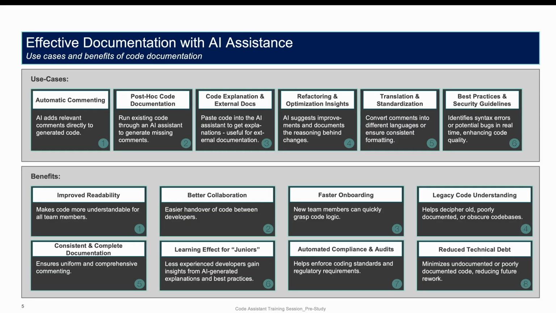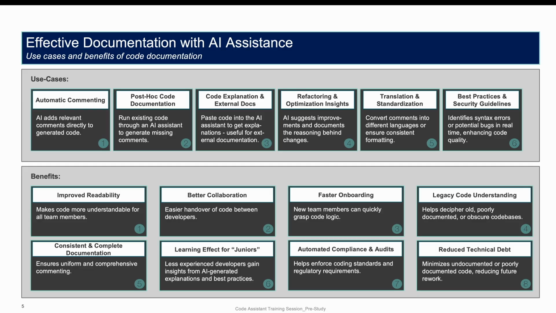Good, last but not least, as promised, a deep dive to finish off with effective documentation with AI assistants. A couple of key use cases you can see at the top. The first one is automatic commenting. We also have post-hoc code documentation, where you can run, for example, existing code through an AI assistant to generate missing comments. Then for external communication and documentation, you can paste code into the AI assistant to get explanations, which is useful for creating user manuals, for example, or API documentation. Then we can also ask the AI to suggest improvements and document the reasoning behind changes during refactoring, optimization, and so forth. Then the whole translation and standardization aspect we mentioned earlier.